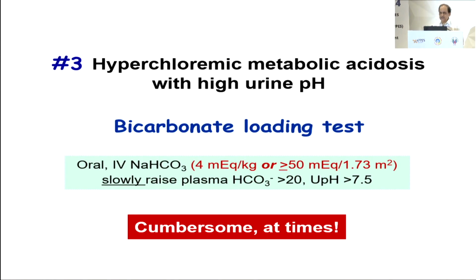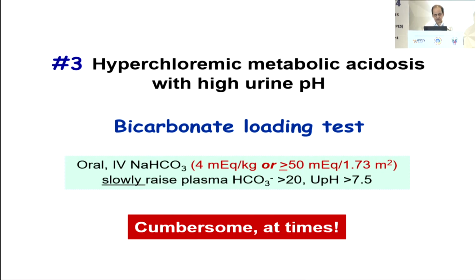The third test that's often employed, when you're trying to evaluate a proximal versus distal RTA, is what we call the bicarbonate loading test. Now in the bicarbonate loading test, what you are doing is that you are giving enough bicarb, either orally or IV, so as to saturate the bicarbonate reabsorption. And then you're looking at two things, and we'll talk about those two things. And you try to saturate this by giving oral or IV bicarb in the doses that I mentioned here.